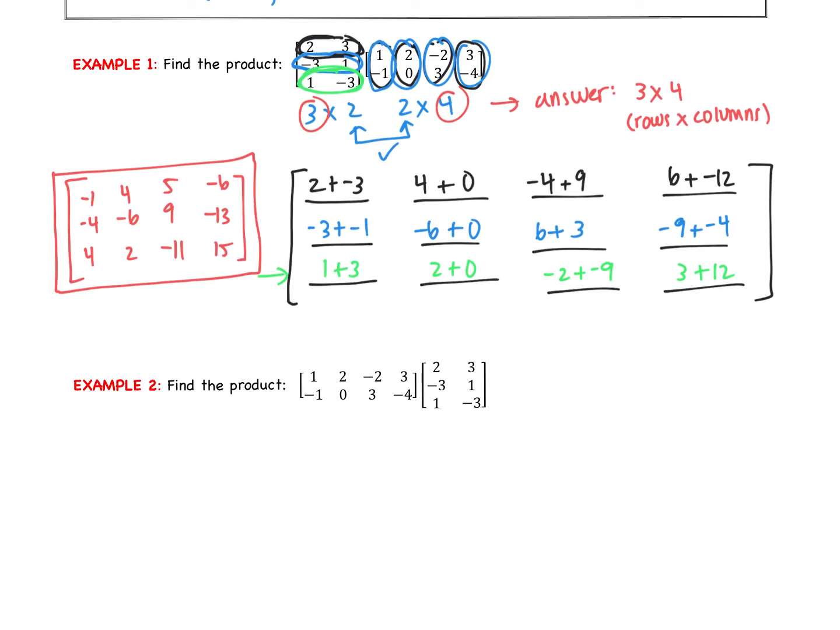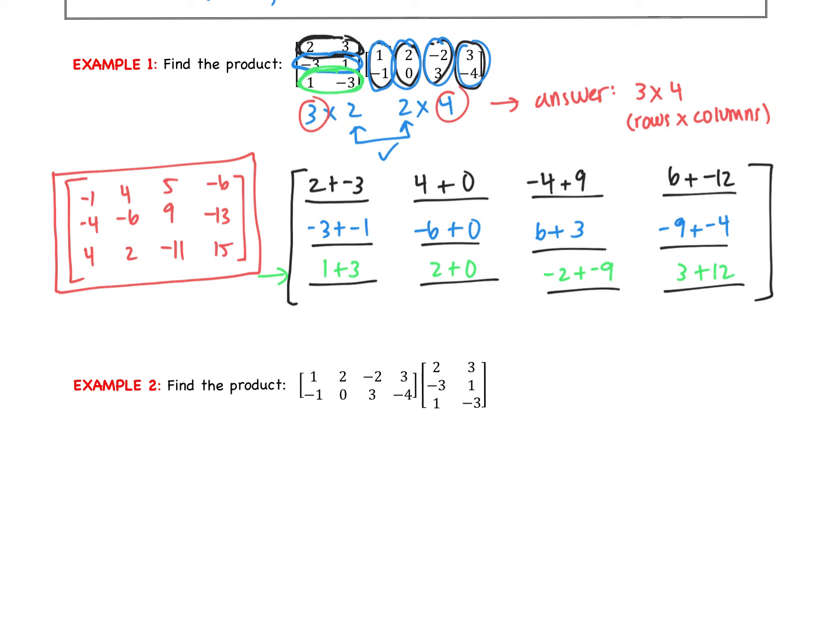Okay, looking at example 2, what I want you to notice about example 2 is it's the same 2 matrices from above, just in a different order. So it's the same 2 matrices, we just wrote them in reverse order. So the question is, if I flip the matrices, can I still multiply them?